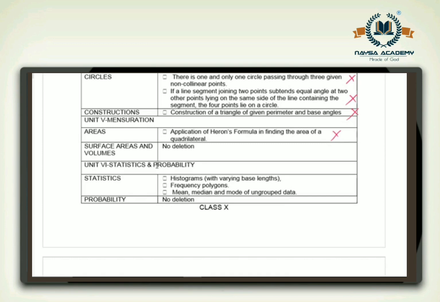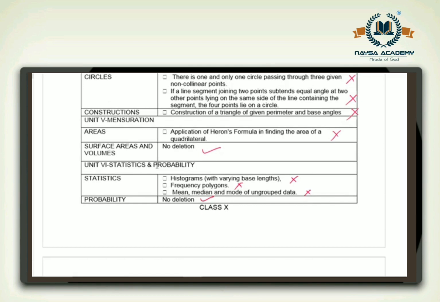In surface area and volume, there is no deletion, we have to do the complete chapter. In statistics, histograms with varying base length, this topic is not there. Frequency polygon is not there. Mean, median and mode of ungrouped data, this topic is also not there. And probability, this is there. We have to study this chapter called probability.